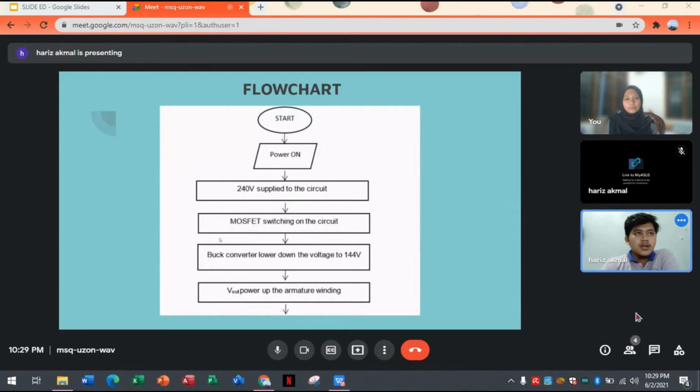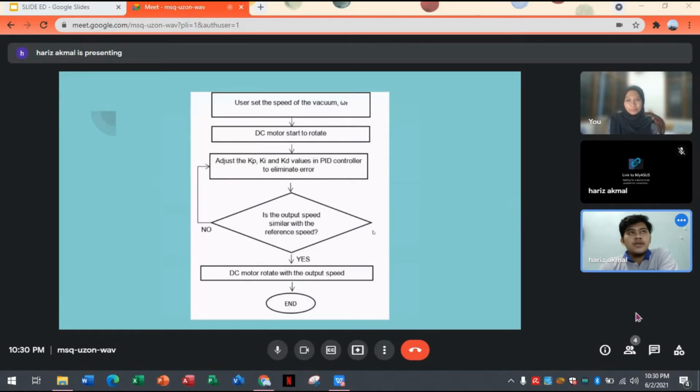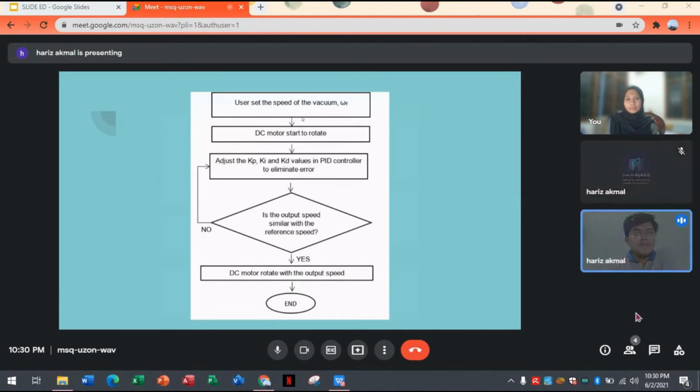After switching, the 240 volt will go through the buck converter to lower down the voltage, which is 144 volt. And 144 volt is our rated voltage for our application. Next, V out, which is 144 volt, will power up the armature winding in the DC motor. Next, the user will set the speed of the vacuum using the regulator from 1 to 3. Then, from the speed that has been set, DC motor will start to rotate.